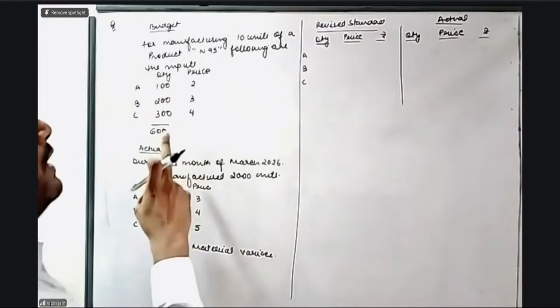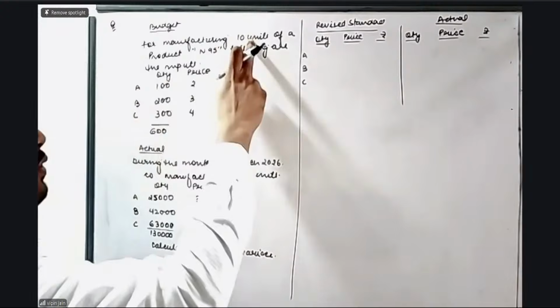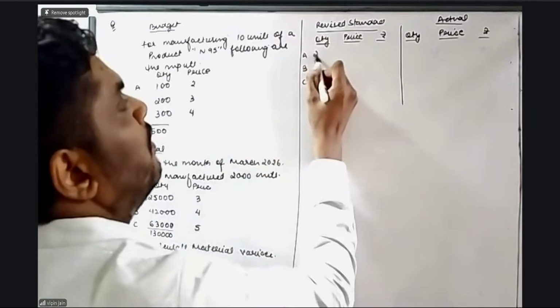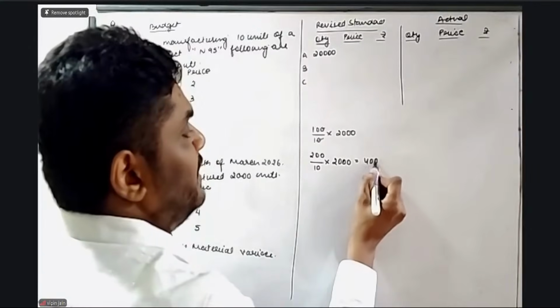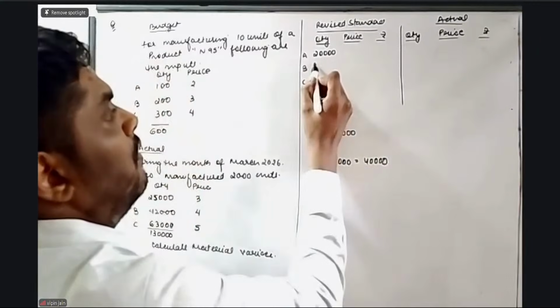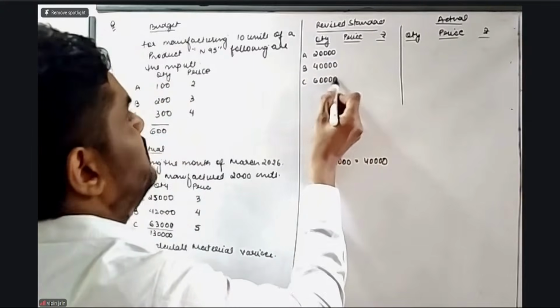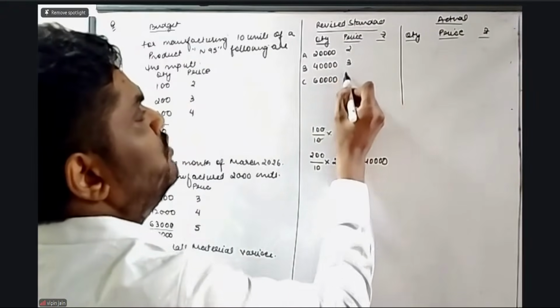So when talking about 100 input for 10 output, so for 2000 output, how much? 40,000. Similarly, here it will be 60,000. 2, 3, 4.